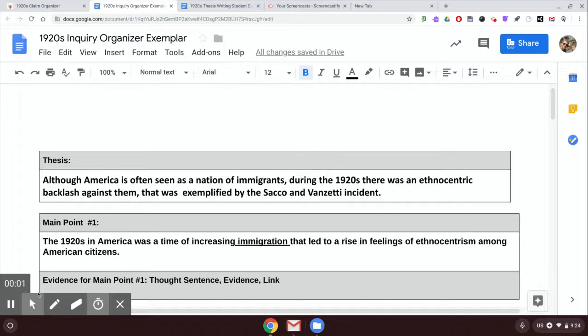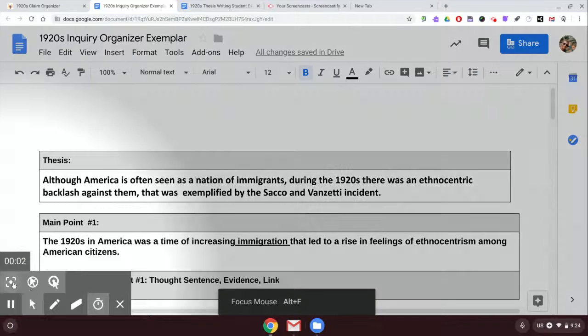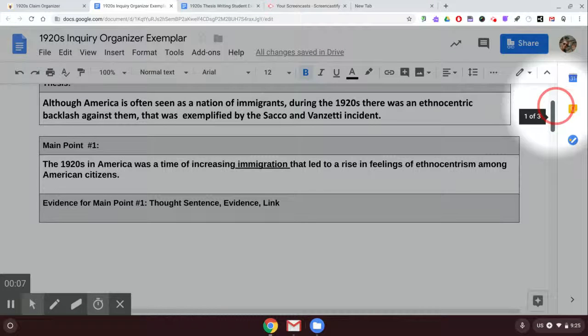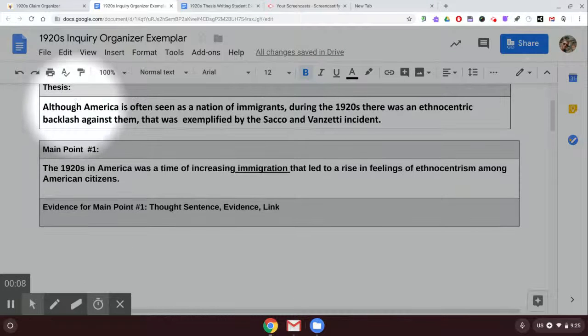I've got a quick screencast here to attempt to show you what at least part of a completed organizer should look like for your 1920s paper. I've got a spot for the thesis on top, and this is the thesis that I copied over from the thesis writing worksheet. And I've got my first main point copied over from that worksheet, again with some parallel language, some ideas that cross between the two.